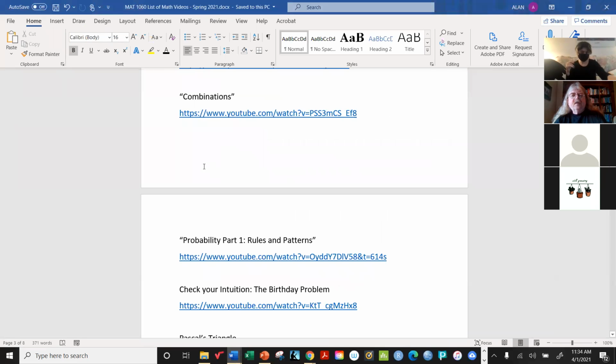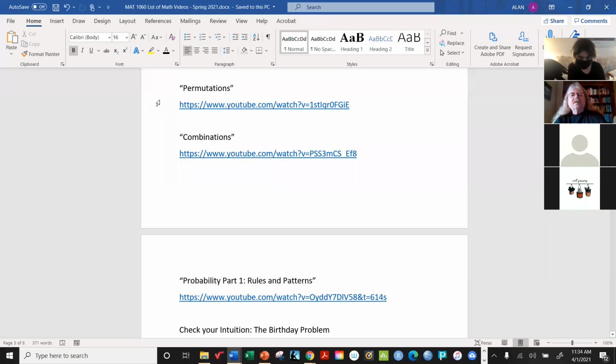Let me grab the first one, which is called Permutations. That one will be followed by a second video, which is called Combinations. So we're going to cover everything here. Let's check this out. There's your video, there's the link. And I'm going to, of course, turn off the sharing. Let's check this out.